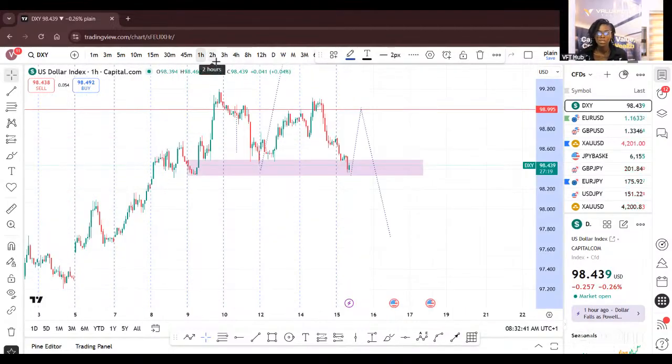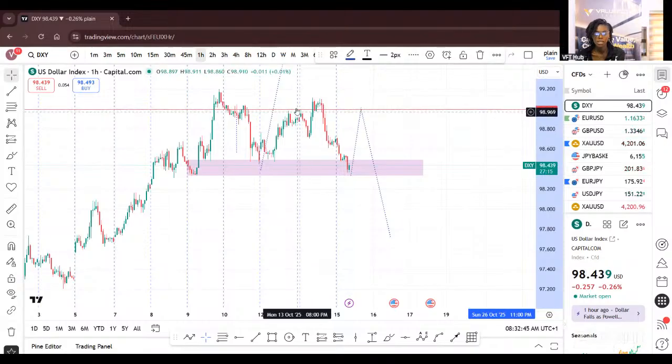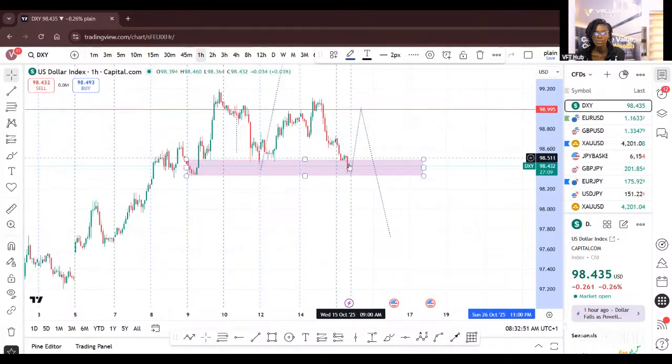Coming down to the 1-hour time frame, I can actually spot the classic box pattern for itself. Shoulder at 98.995, sweep right here. We've seen a break to the downside. All we want to see is for price to retrace right back into the left shoulder at 98.995 on the 1-hour time frame.